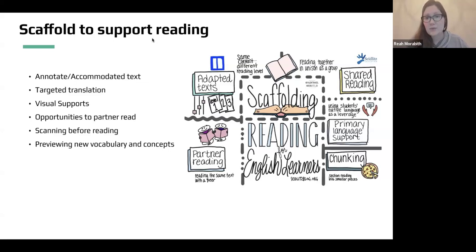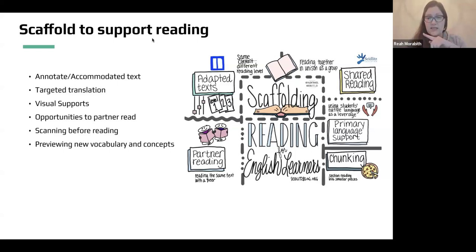And obviously adding visual supports, having any sort of visual supports, any sort of charts or graphic organizers, pictures, having them act out what's happening, if you can do that, if it's a narrative. And then incorporating that oral language, opportunities to partner read, having them listen to the content in the text. And then scanning before reading.